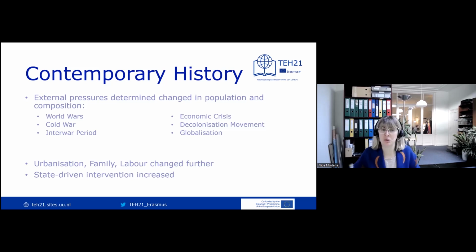State-driven intervention increased, partly due to two main factors: the rise of new political ideologies and the growing know-how and capacity of European states to intervene. So state intervention increased because states were more and more able to intervene in an effective way. Also, in the case of contemporary history, I would like to look at urbanization, family, labor, and then finally at the social policies of the period.